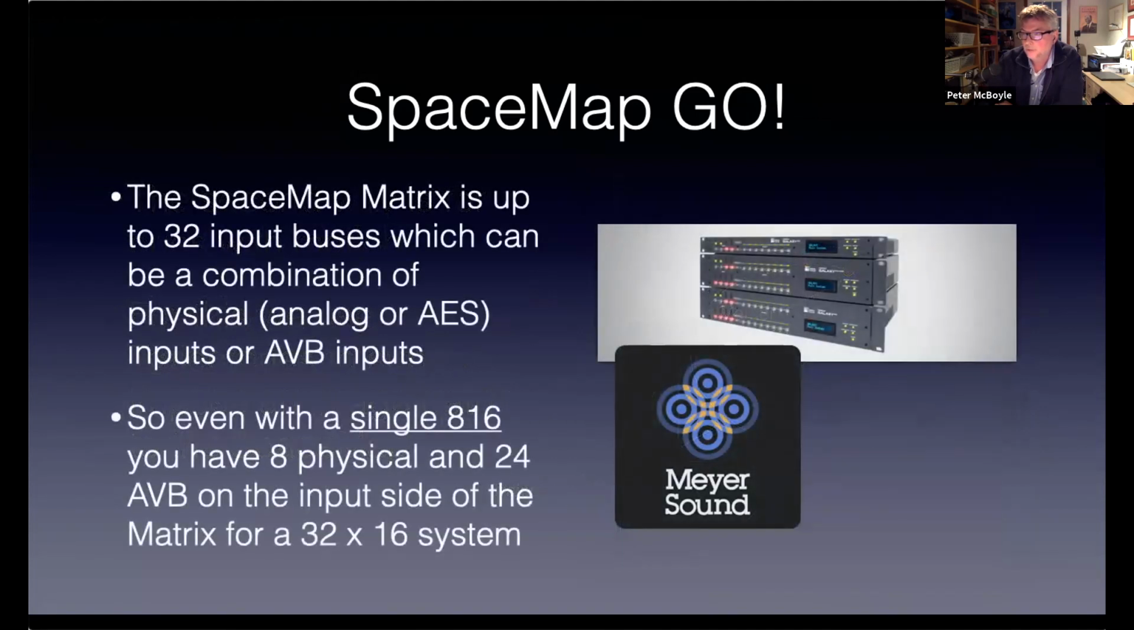Quick details on the hardware, and then we'll be through the refresher part. So the 32 input side to the spacemap matrix is fixed. That's what it maxes out at, and it can be a combination of physical, analog, or AES inputs, or it can be AVB inputs. So even with a single 816, you can have 8 physical inputs of either AES or analog, and 24 AVB inputs. So you'd end up in that case with a 32 by 16 system.